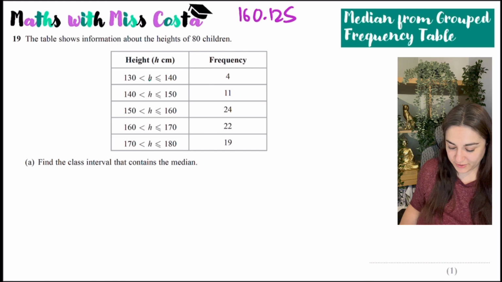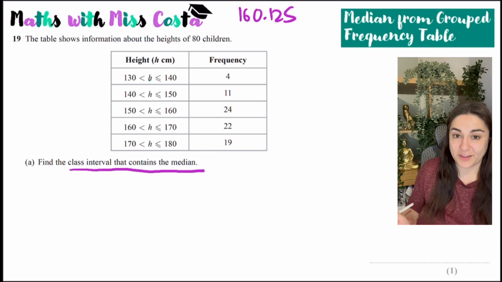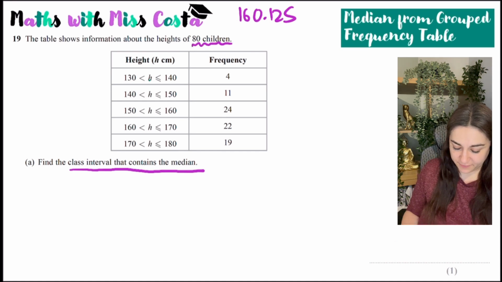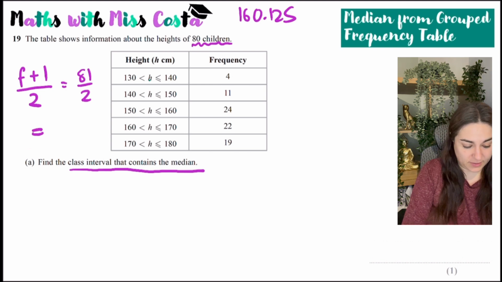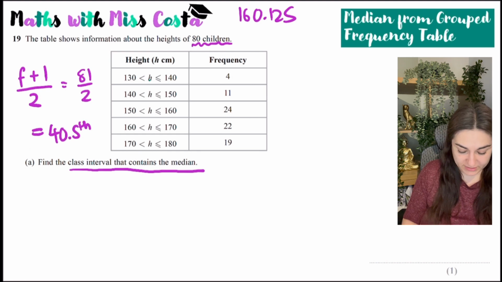So what the question is actually asking for, if I'd read it, is find the class interval that contains the median. So the median is the middle term, and to find the median out of frequency, there's like a rule that you need to use. So you do the frequency plus 1 divided by 2. So in this case, that would be 81 divided by 2. And 81 divided by 2 is 40.5.